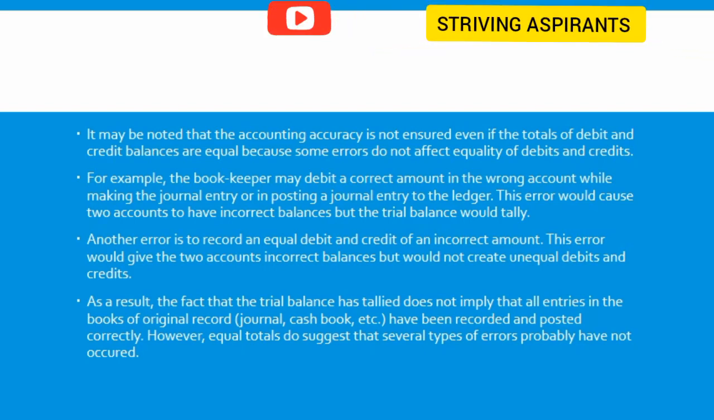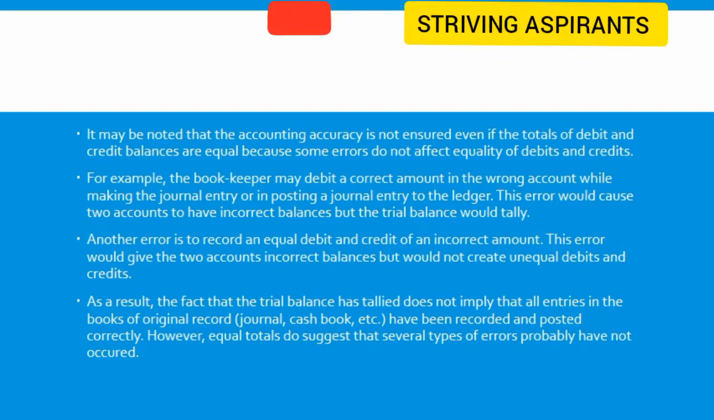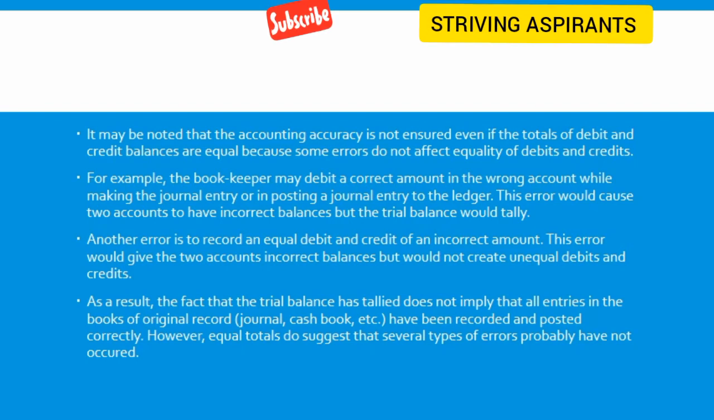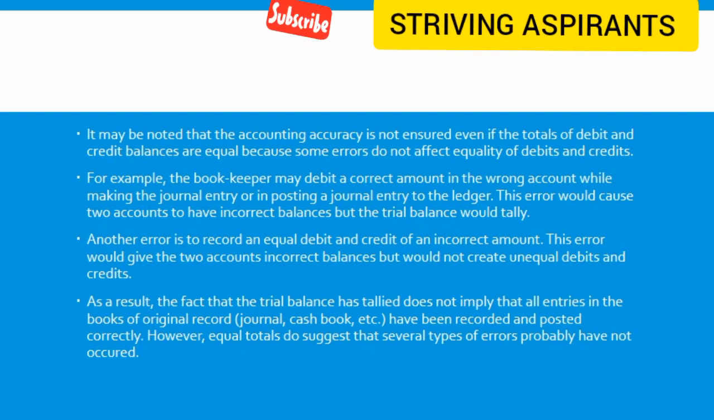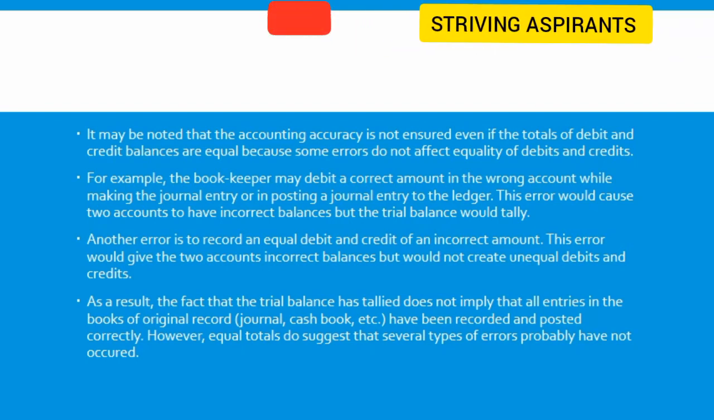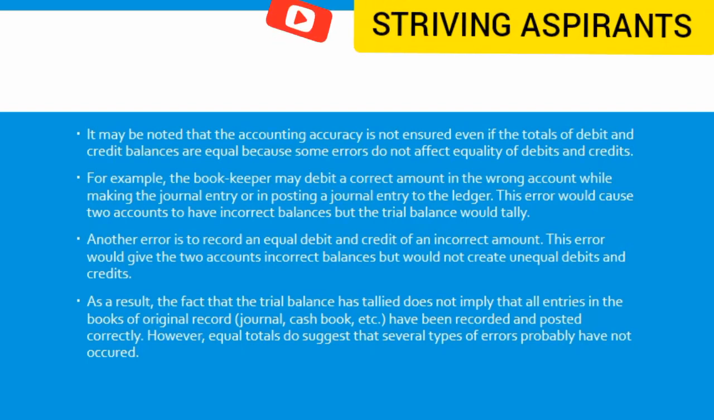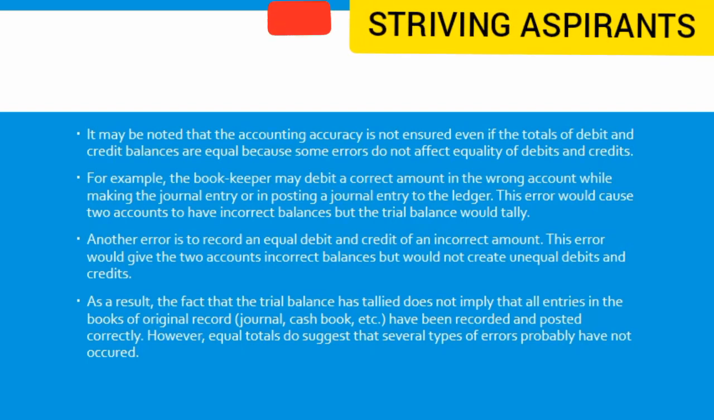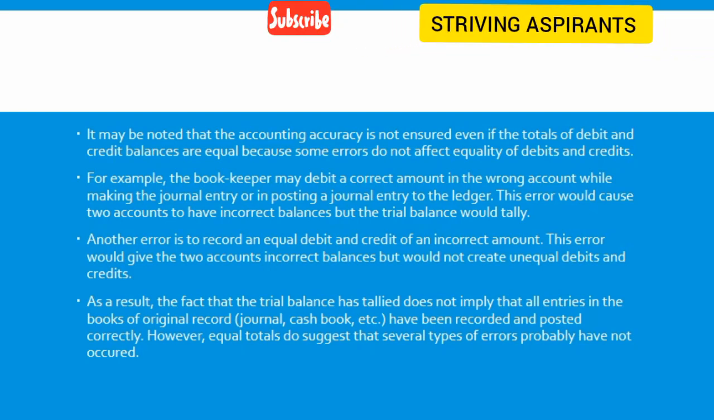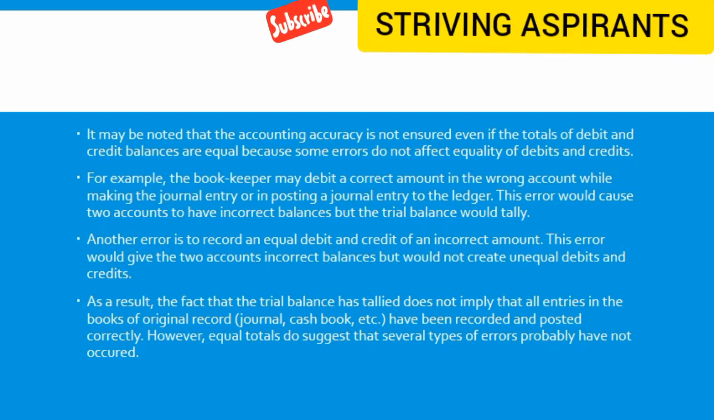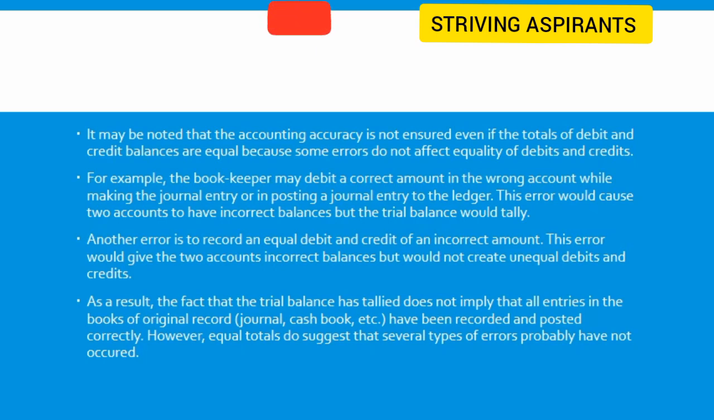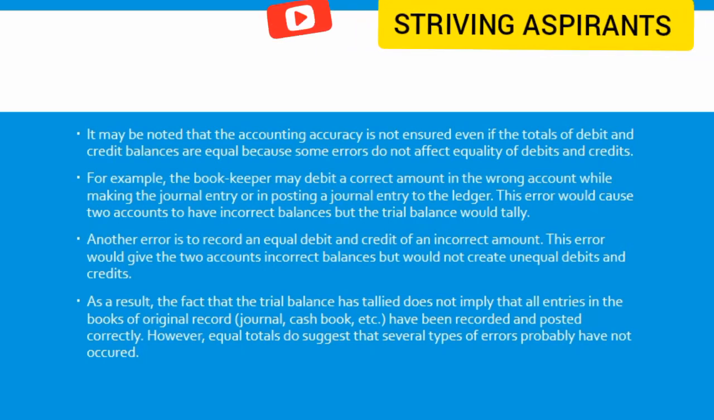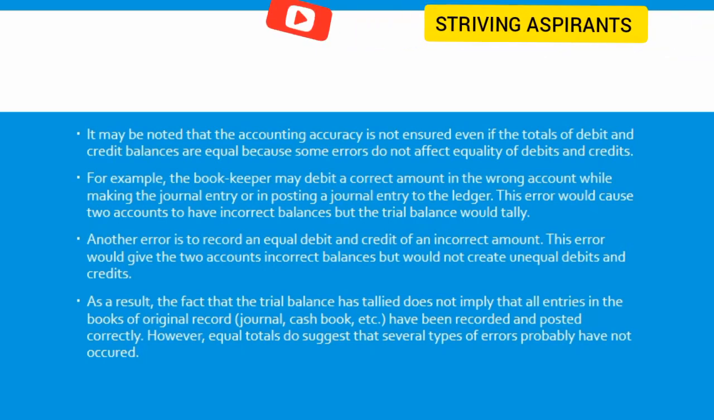Another case: the error may record an equal debit and credit of an incorrect amount. This error would give two accounts incorrect balances but would not create unequal debits and credits. As a result, the fact that the trial balance has tallied does not imply that all entries in the books of original record, journal, cash book, etc. have been recorded and posted correctly.